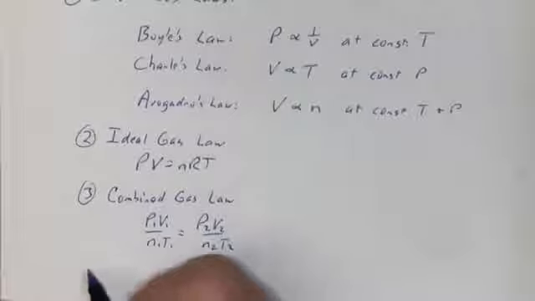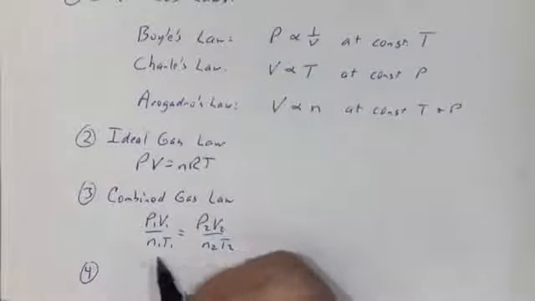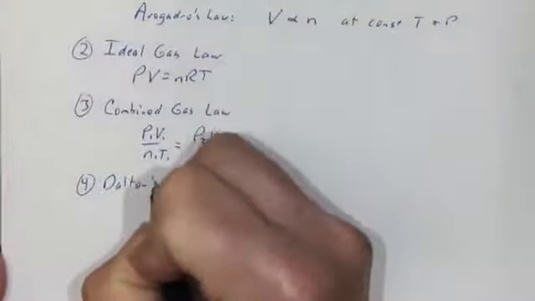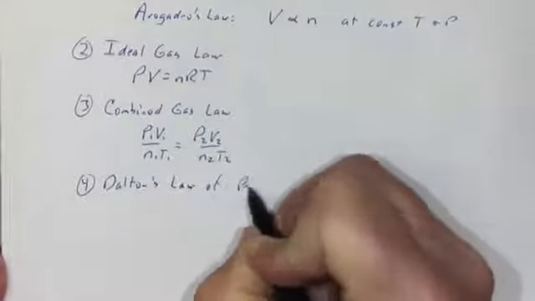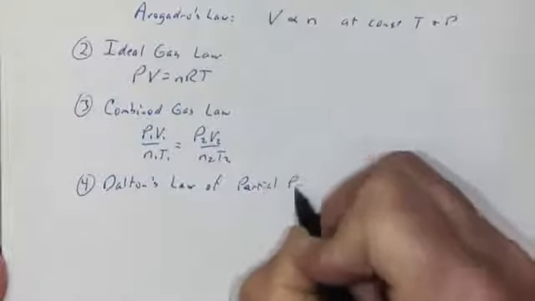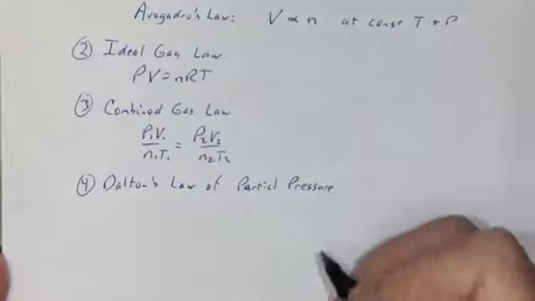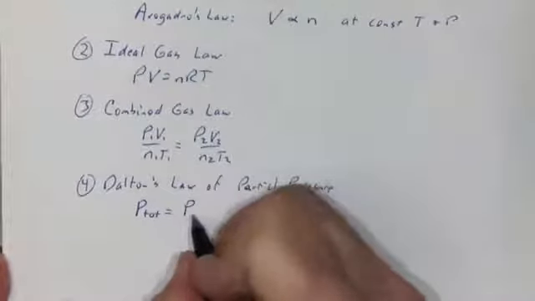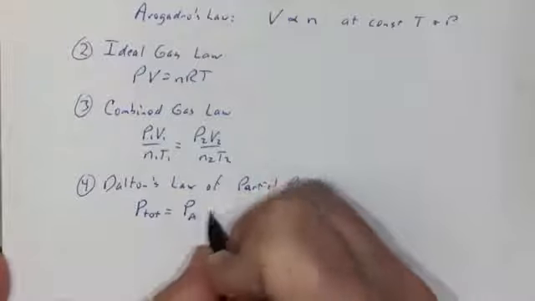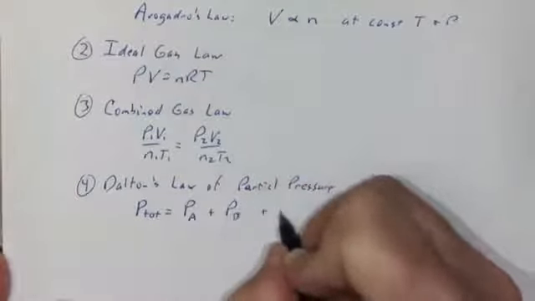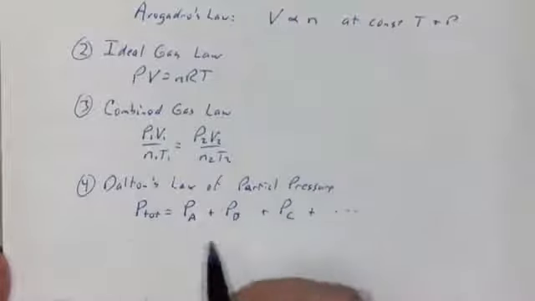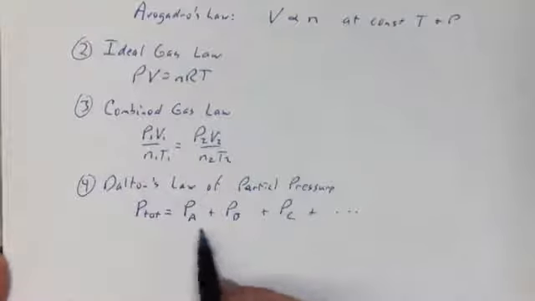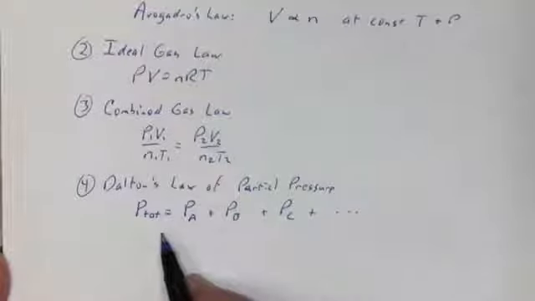Next, the fourth one that you need to know is Dalton's law of partial pressure. Dalton's law of partial pressure says that if you have a mixture of gases, then the total pressure of the mixture is equal to the sum of the individual partial pressures. So if you have gas A, it'd be the partial pressure of gas A, plus the partial pressure of gas B, plus the partial pressure of gas C, plus and so on. These values represent the partial pressure of a gas in a mixture of gases. You add them all up, that gives you the total pressure.